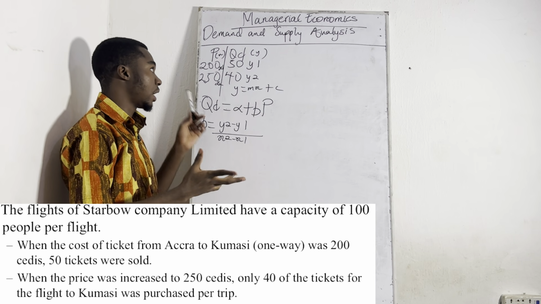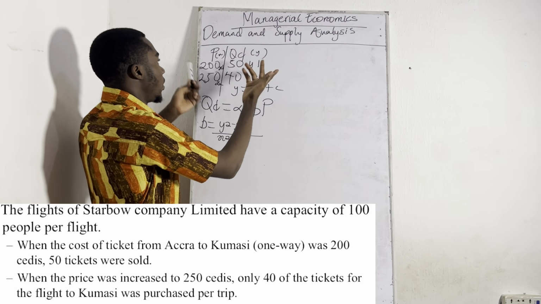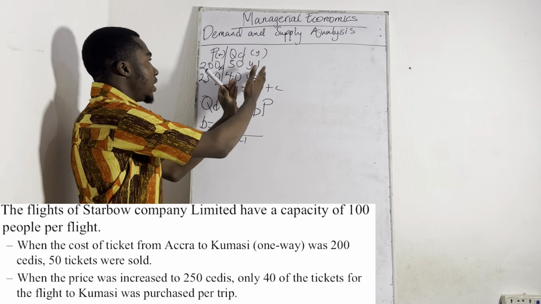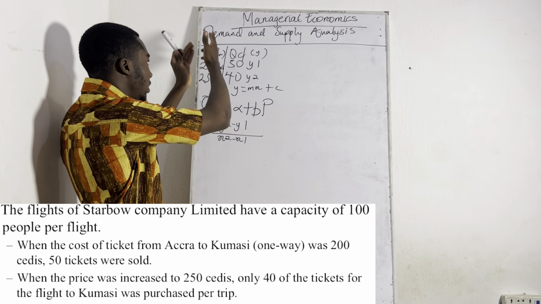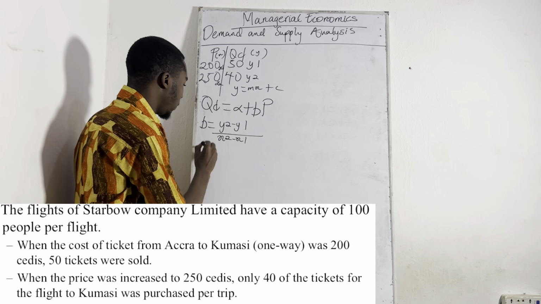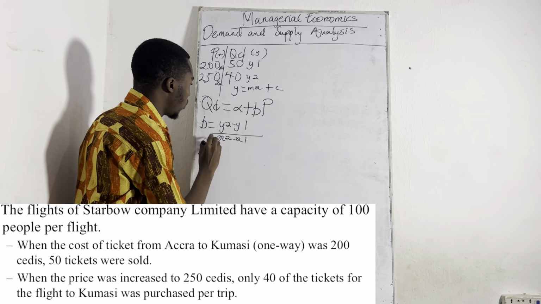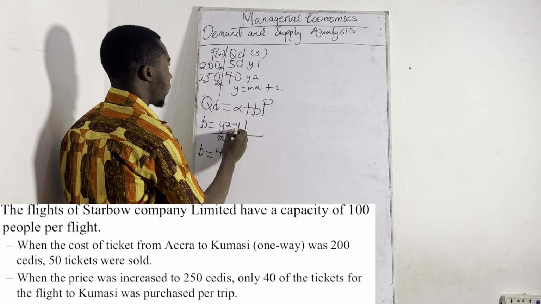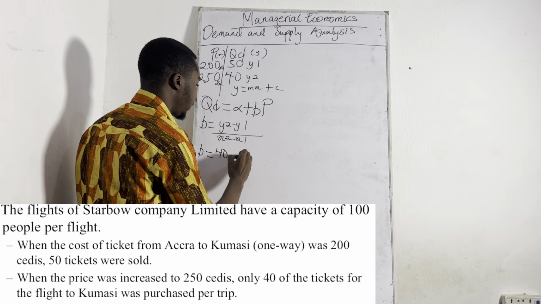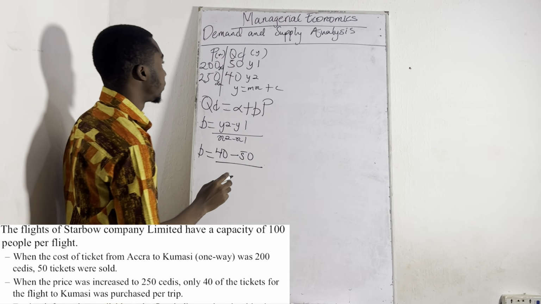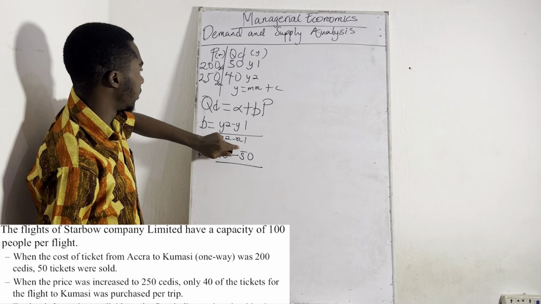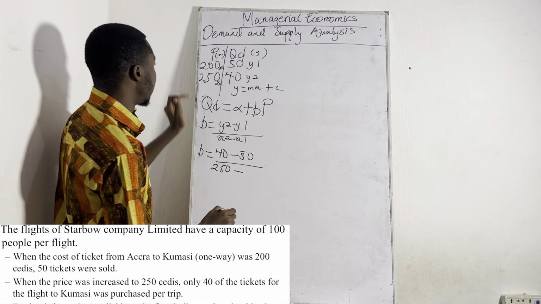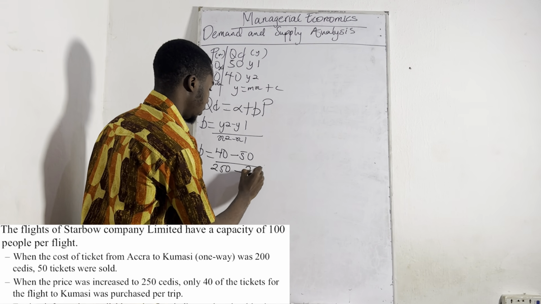Do you get it? So now that we know that, we just make any of them. You can make this one y2 and this one y1. But always the quantity demanded has to take the y part and the price has to take the x part. So now if we want to find our beta, it will be y2, which is 40, minus y1, which is 50, over x2 minus x1. Now x2 is 250, minus the x1, which is 200.